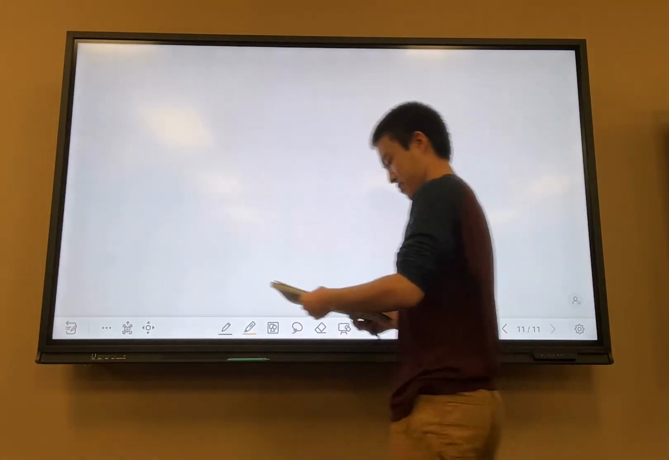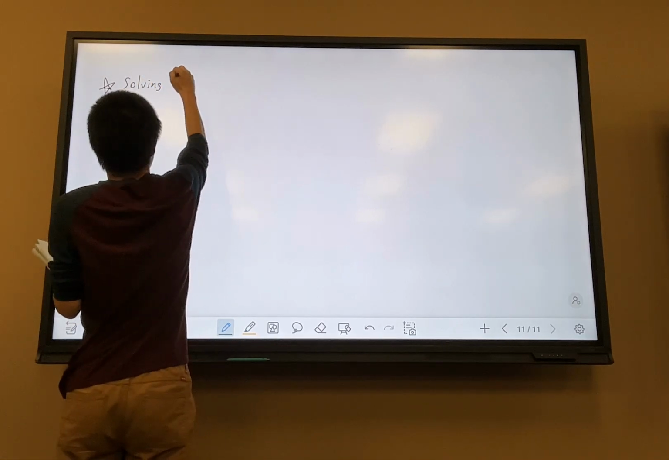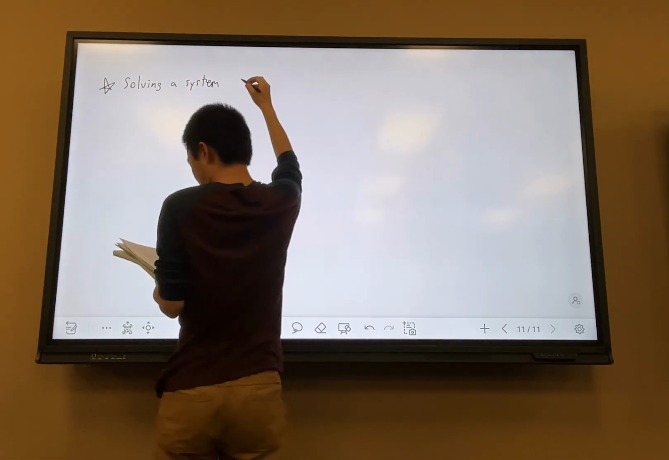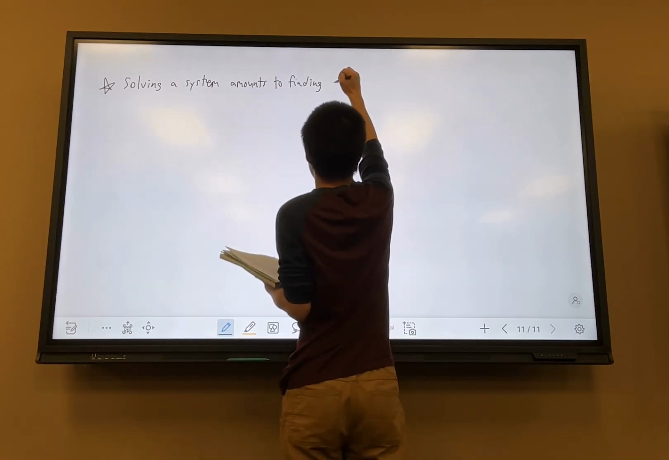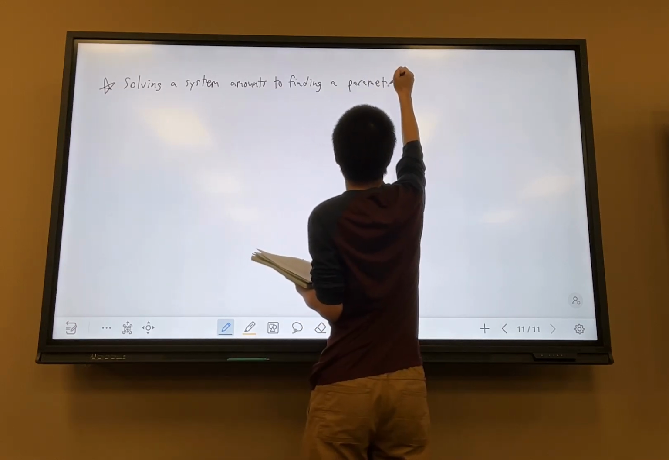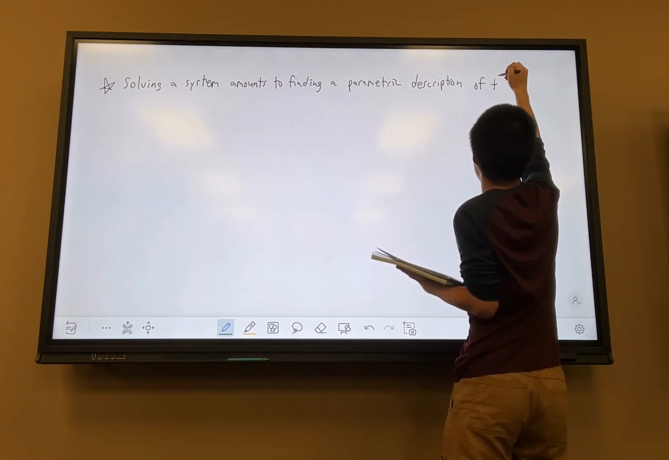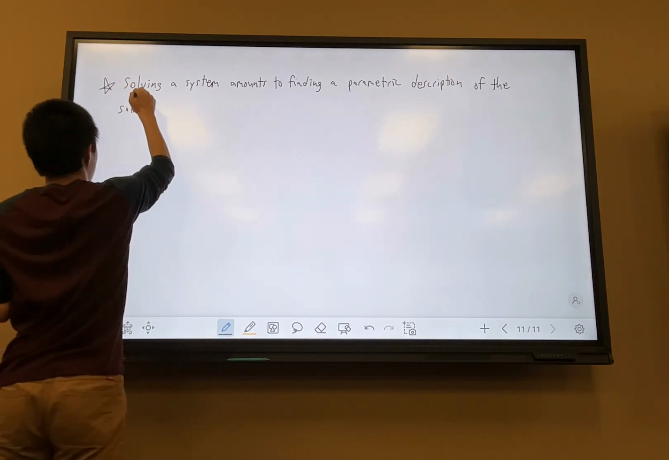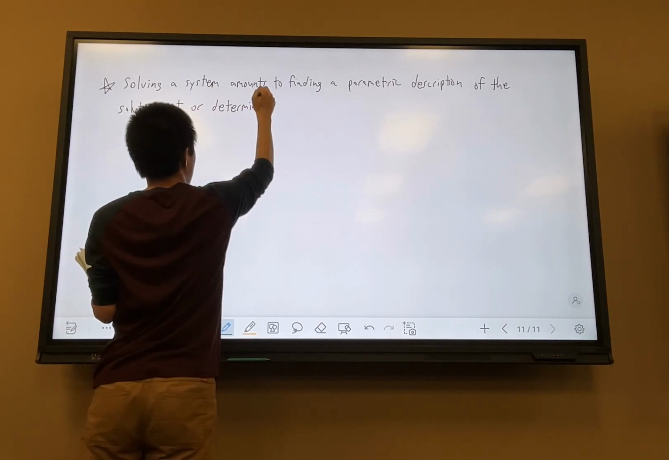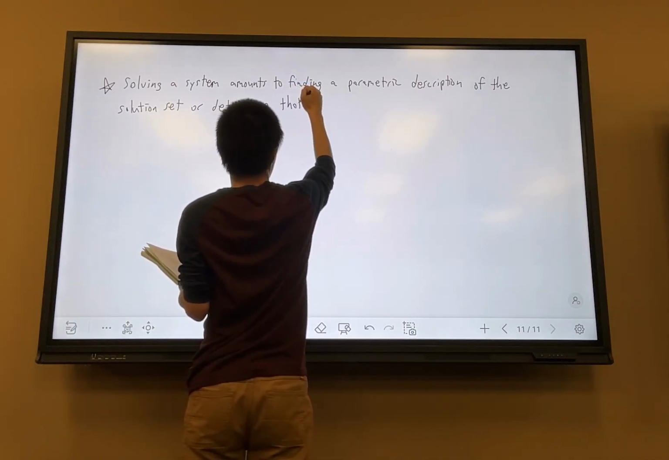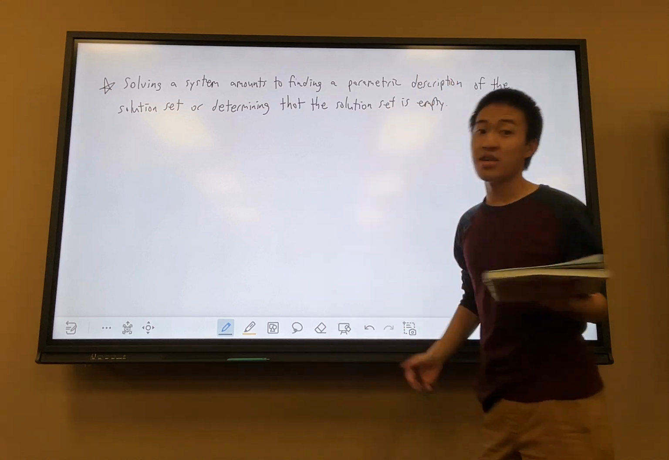So, a few last things. Solving a system amounts to finding a parametric description of the solution set, like we just did there, or determining, of course, that the solution set is empty. All that means is you either got solutions or it's zero.